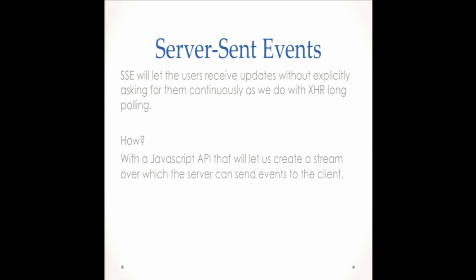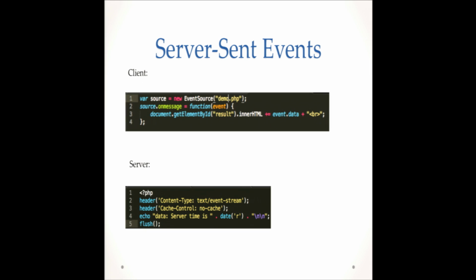Another thing to bear in mind is that the communication is unidirectional. So the communication is only from the server to the client. There is no way for the client to emit an event. Here's a simple example of how to use server-sent events. On the client side, we create an object of this class, EventSource. We pass the URL.